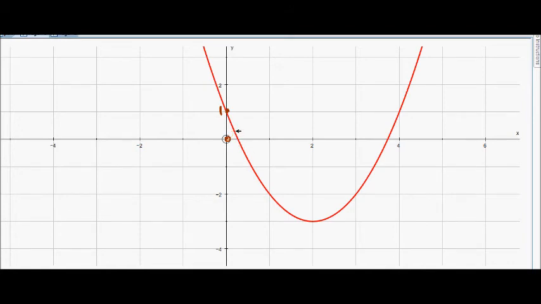So let me draw it clearly. It's supposed to be like this. Now at 0, at this point, the value is 0, which means the tangent has a slope of 0.